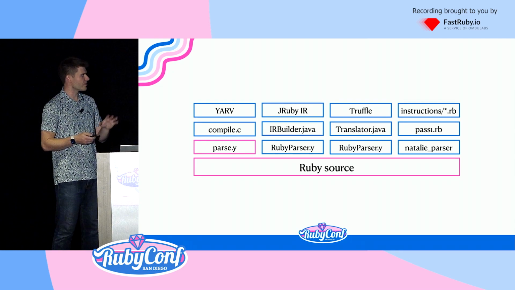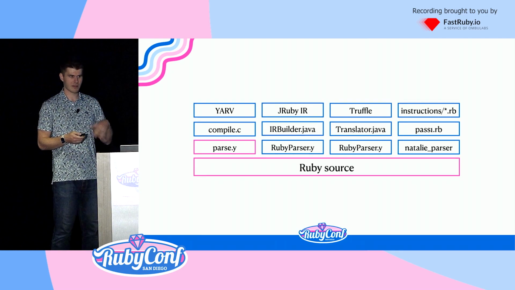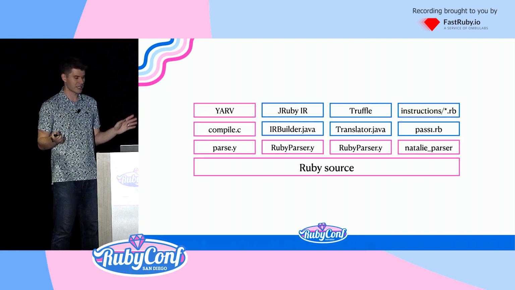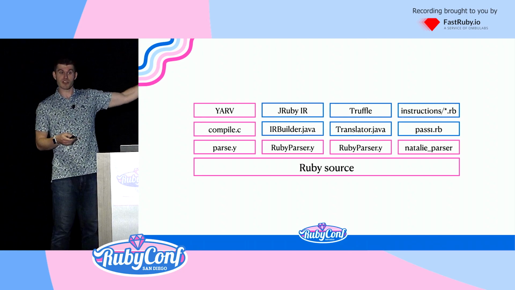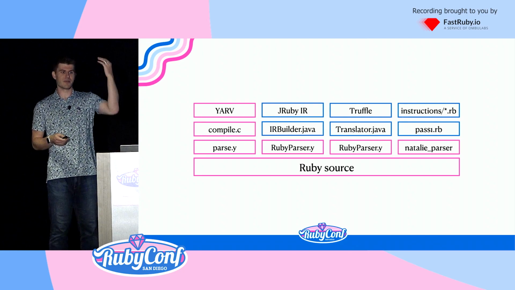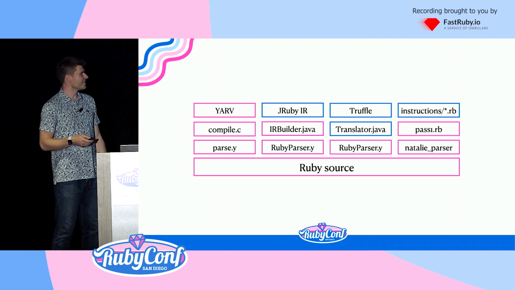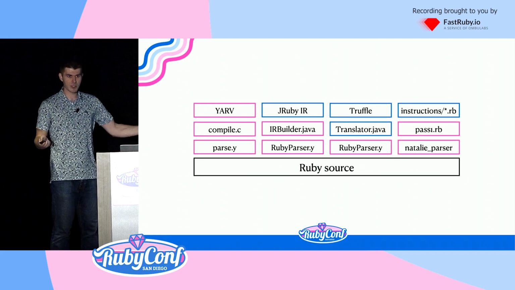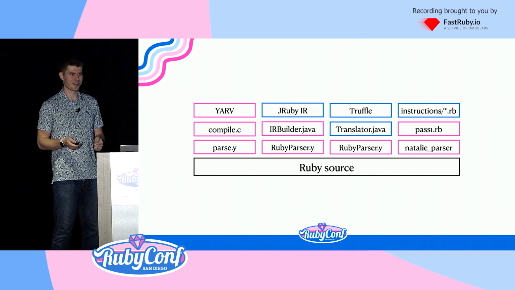Okay, so CRuby is where these things happen. This is the canonical changes. Parse.y gets updated, compile.c gets updated, YARV gets updated, everyone's happy. Everyone else starts working on their parsers to go and update. Great. We get a little bit farther with JRuby, and we get a little bit farther with Natalie, and then Ruby source changes again. Oh no.